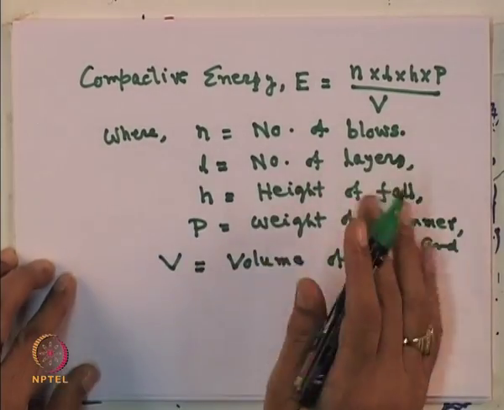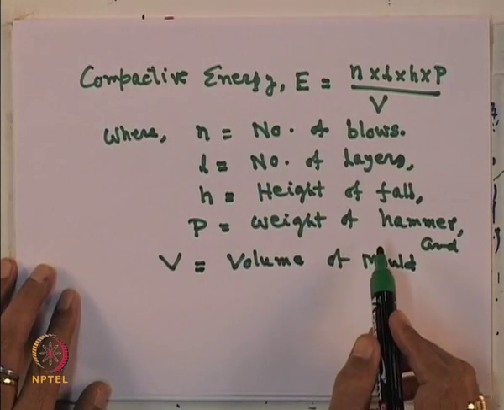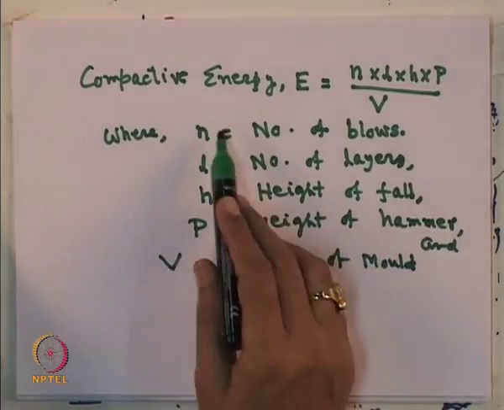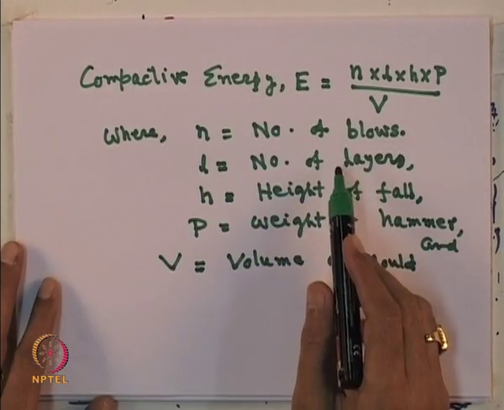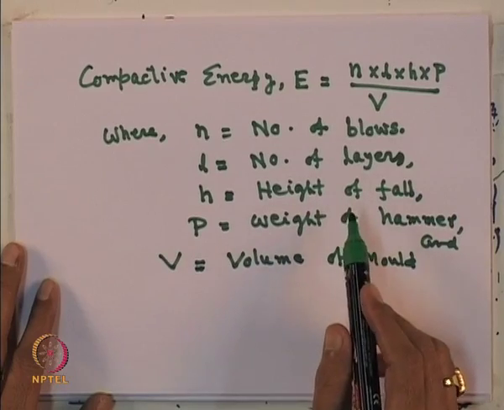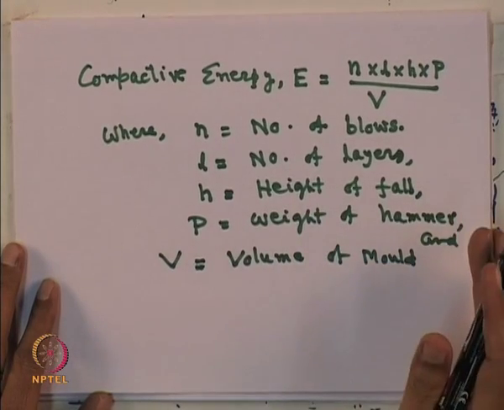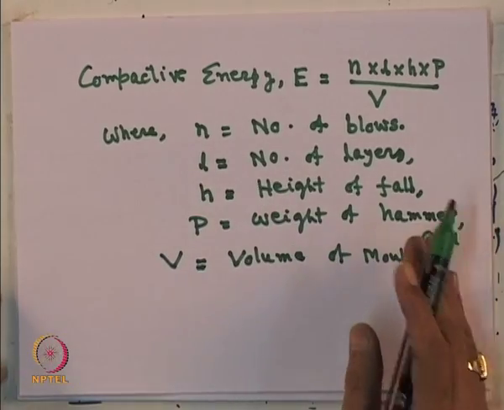So, this is the definition of the compactive energy, and the compactive energy delivered in the modified Proctor test is about 4.5 times that delivered in the standard Proctor test. So, you can compare what the compaction energy will be for the standard Proctor test and the modified Proctor test. So, I will show you some calculation of the difference in the energy for the standard Proctor test as well as the modified Proctor test.